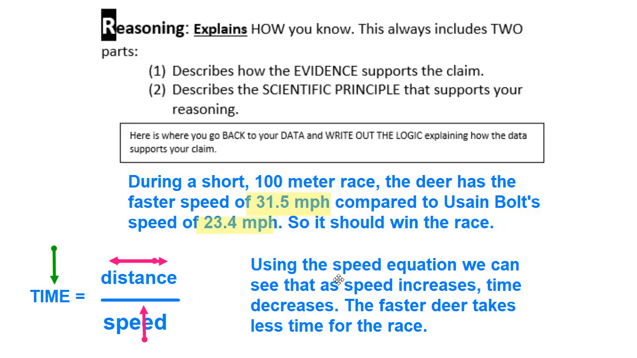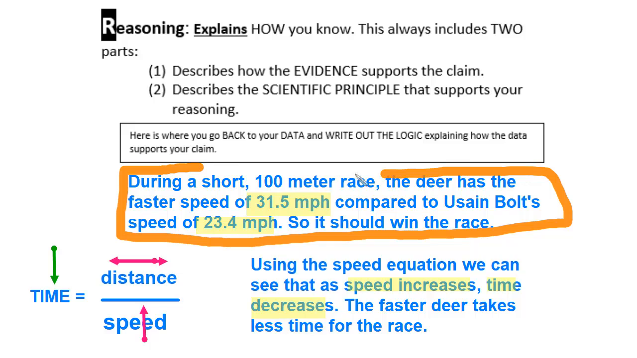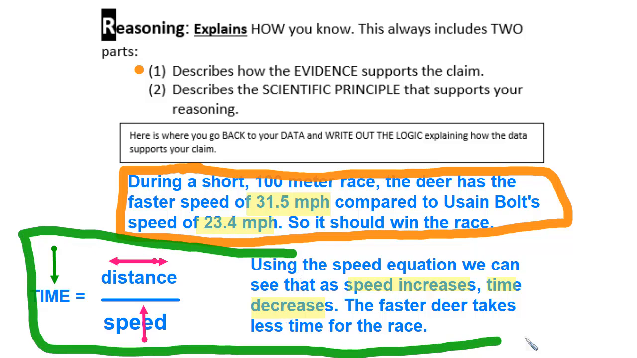Using the speed equation, we can see that as speed increases, time decreases. The faster deer takes less time for the race. Okay, so there's my two parts of my reasoning. The first part, use the data and explain how the data links to the evidence right here. And the second part uses scientific principles to back up why the deer will win.